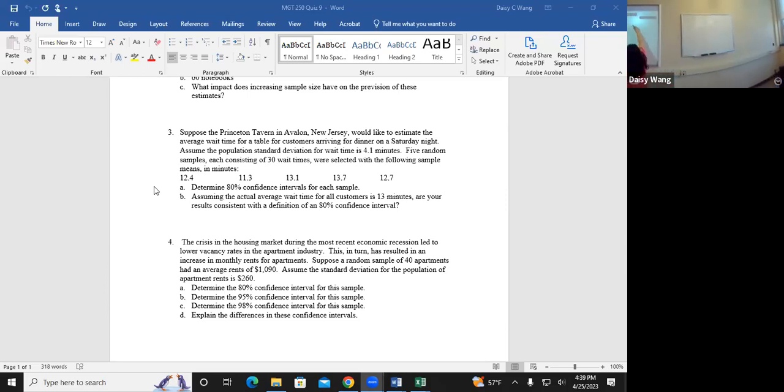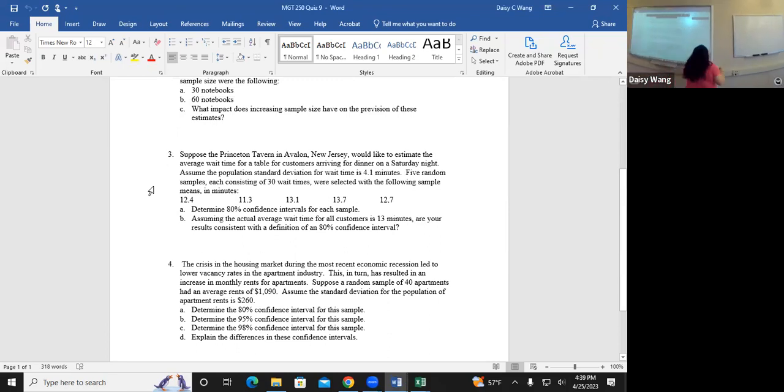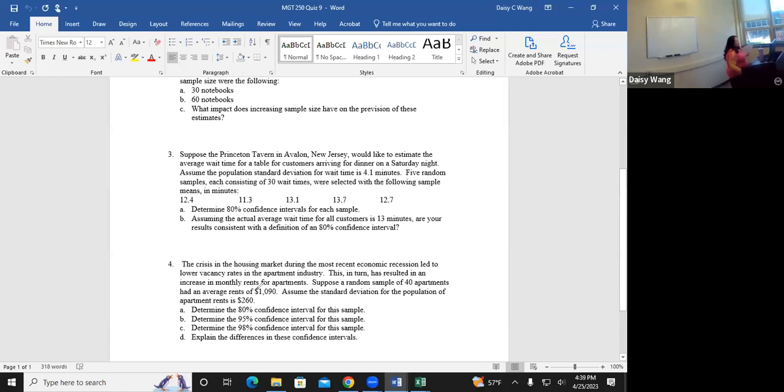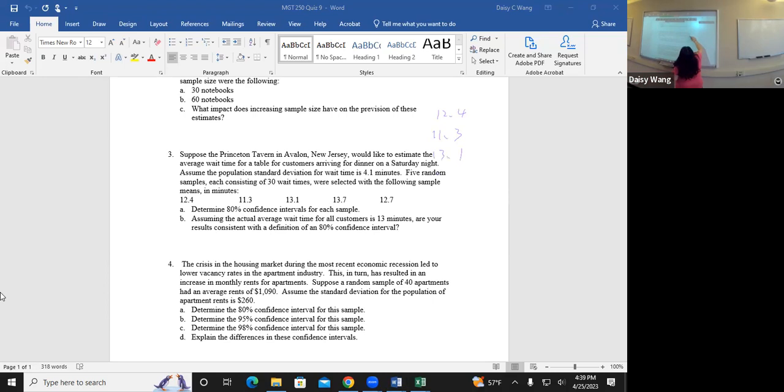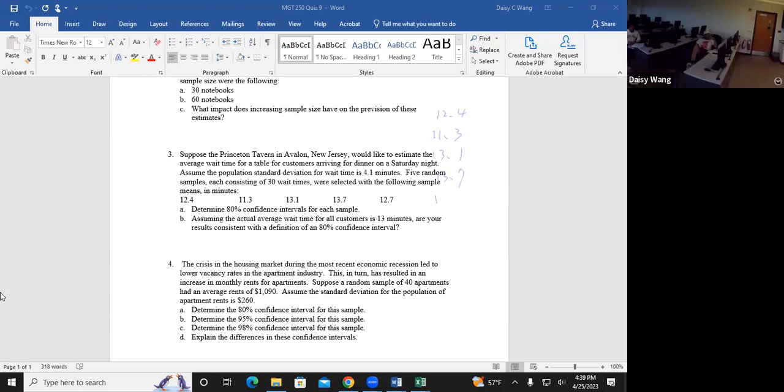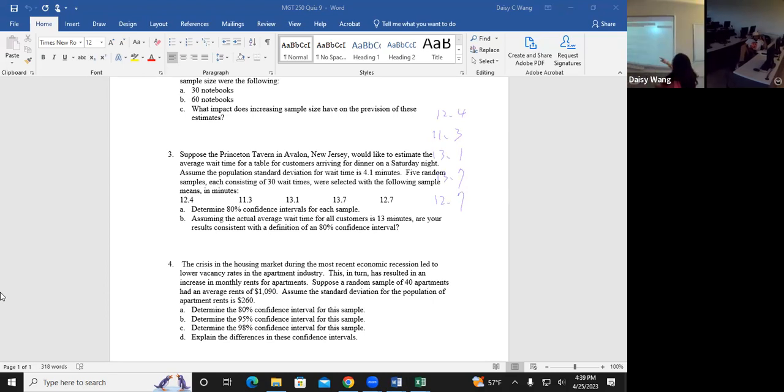So let me put it this way: 12.4, 13.1, 13.3. Okay, so we want to determine the 80% confidence interval for each of these samples.